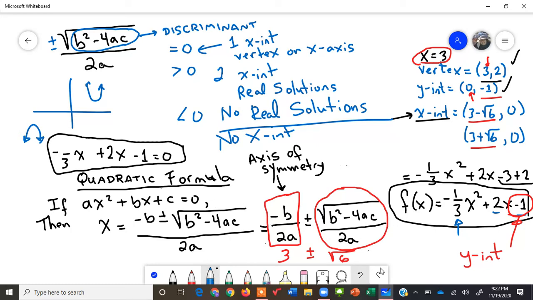Right? Well, we've done this before. We know that we should get 6 for our piece here, square root of b squared minus 4ac all over 2a. So let's confirm that. Let's confirm that we get 6.